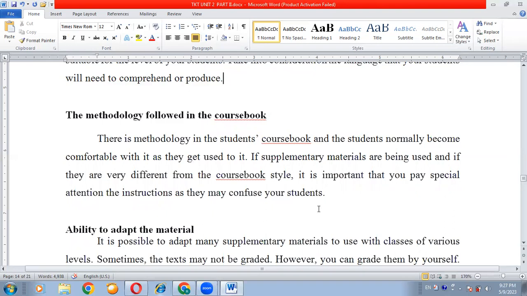The methodology followed in the course book. There is a methodology in the students' course book, and students normally become comfortable with it as they get used to it. If supplementary materials are being used and they are very different from the course book style, it is important that you pay special attention to the instructions, as they may confuse your students.